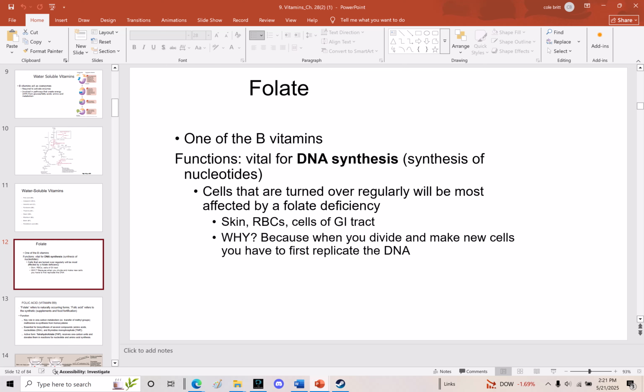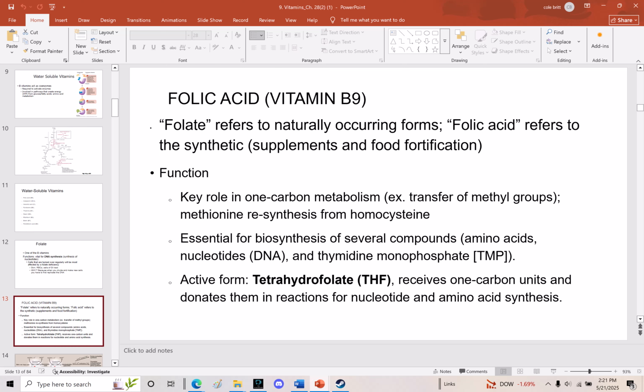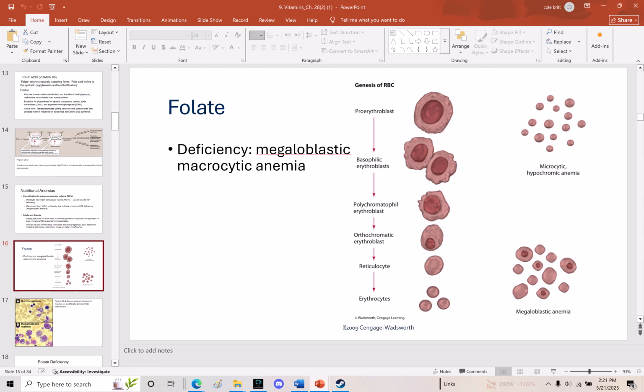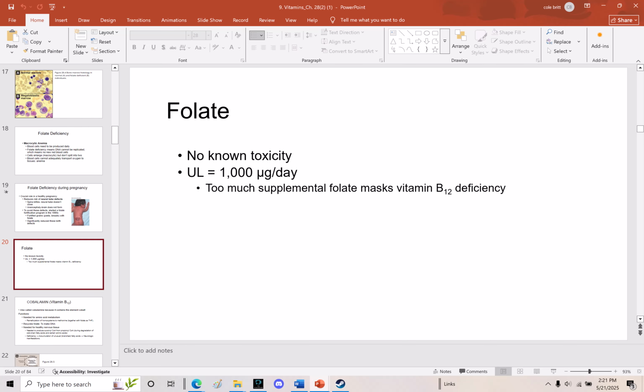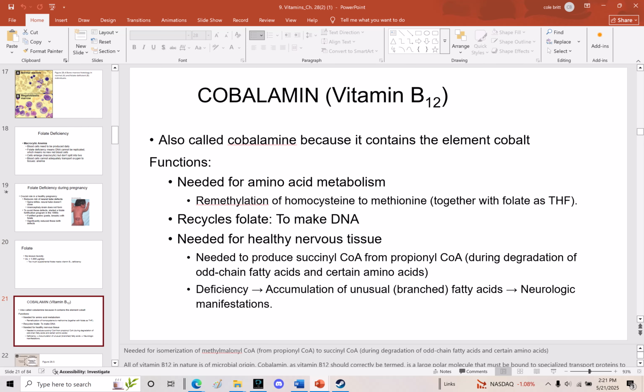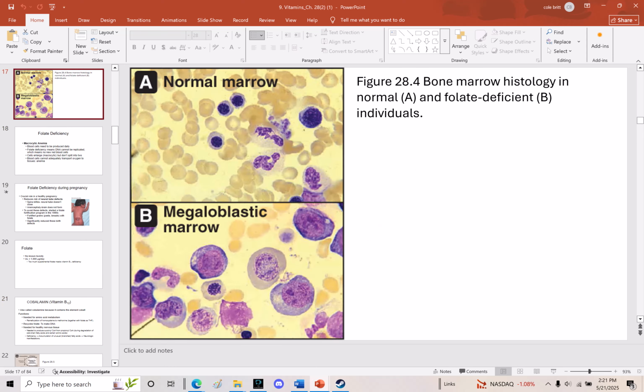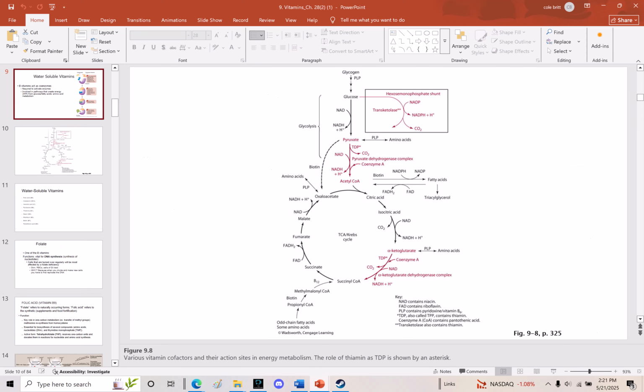What is another function of vitamin C that might help maintain your body and wound healing? Its function as an antioxidant. So remember, it's a water-soluble antioxidant. What's the lipid-soluble antioxidant that we use? Vitamin E.